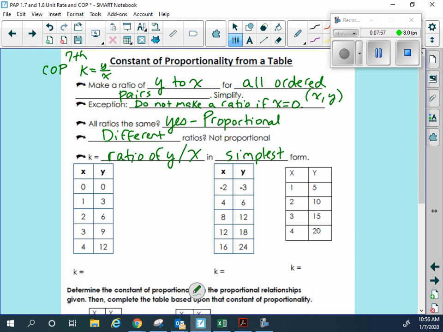Now, if you're given ordered pairs in a table with the X's and the Y's already there, it's easy to know what's what. Or on a graph, hopefully you know your X's and your Y's. When it comes to a situation, you're going to have to think, what is dependent on the other? Which one is more likely to be the Y versus the X? We'll talk about that again in a minute.